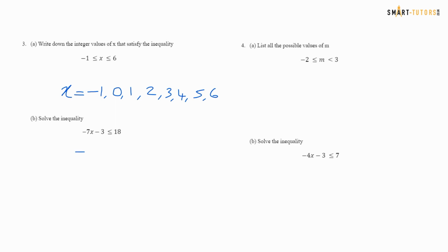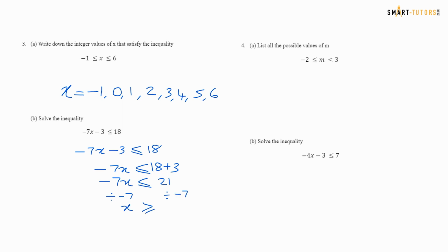Solve the inequality. So minus 7x minus 3 less than or equal to 18. So minus 7x less than or equal to 18 plus 3. So minus 7x less than or equal to 21. Divide by minus 7, divide by minus 7. x greater than or equal to minus 3. The answer is this one.